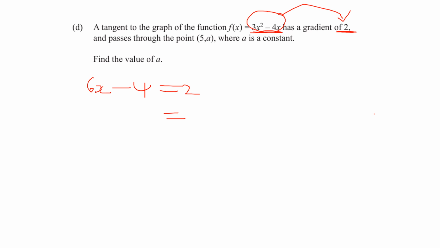The trick in this question is what we're not saying: if you substitute 5 into here, you're going to get 2. That's not what we're saying. We're not saying the gradient is 2 at this point. No, no, no. What we're saying is this function has a gradient of 2, and it passes through this whole other point along the curve.